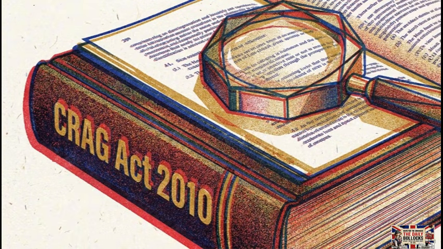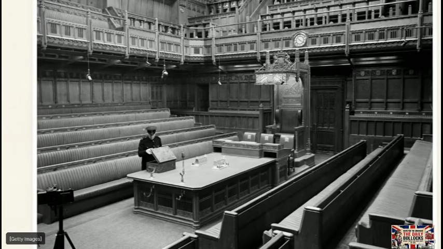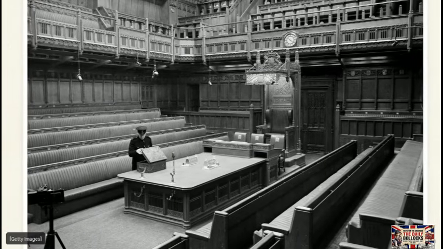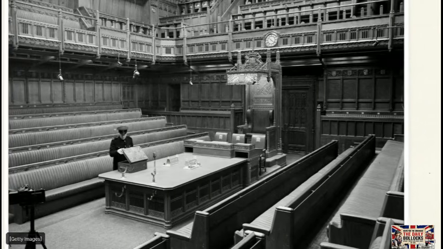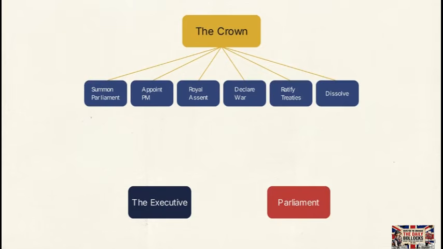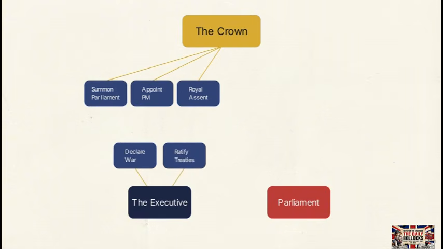Another historic power is the ability to dissolve Parliament and call a general election. The Fixed-term Parliaments Act 2011 removed this prerogative from the Crown's hands. Dissolution became subject to statutory thresholds, either a two-thirds vote in the House of Commons or a failed no-confidence vote.